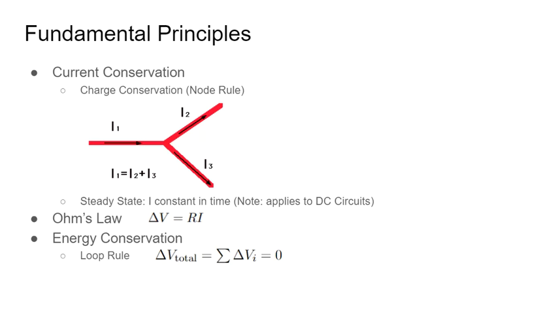Some fundamental principles in this lab were current conservation, specifically looking at charge conservation in applying the node rule, which is shown right here. And then we also looked at the idea of being in steady state, meaning the current is constant in time. We also looked at Ohm's law and energy conservation, specifically looking at the loop rule using this equation.